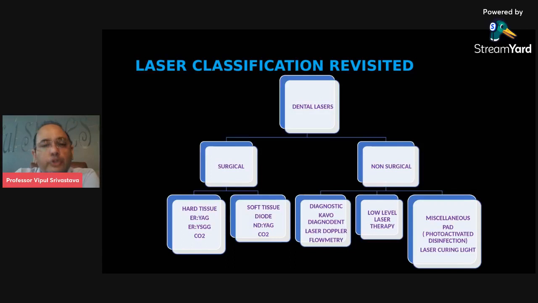Then we also have the Nd:YAG laser, which was the first laser ever introduced. And we also have carbon dioxide lasers, which are excellent surgical lasers. So we have surgical lasers for hard tissue and soft tissue types. You need to understand, if I have access to a hard tissue laser, I can use it on soft tissue. Hard tissue lasers are also known as all tissue lasers, meaning they can be used on soft tissue or on hard tissue. Whereas a soft tissue laser can be used only on soft tissue, not on hard tissue. So they are the surgical lasers.